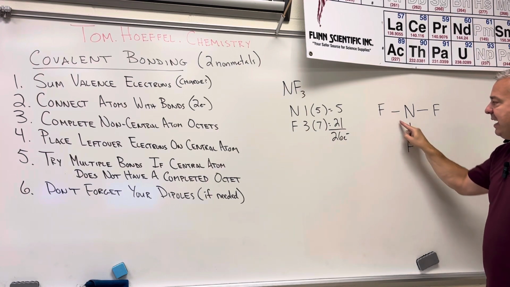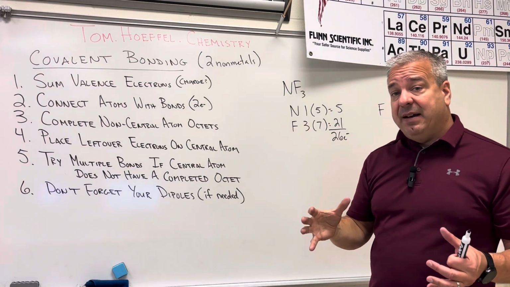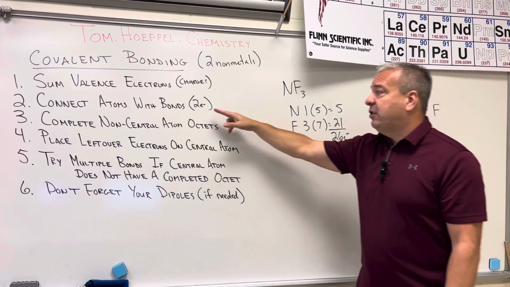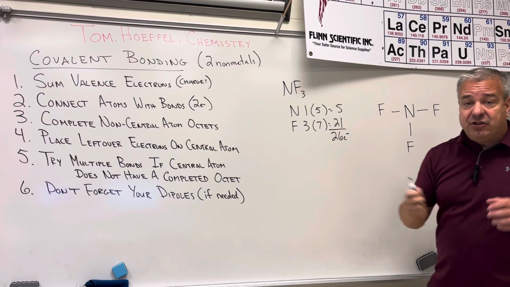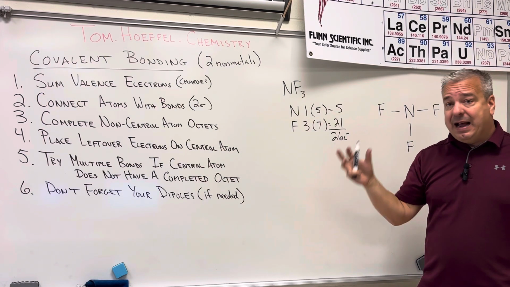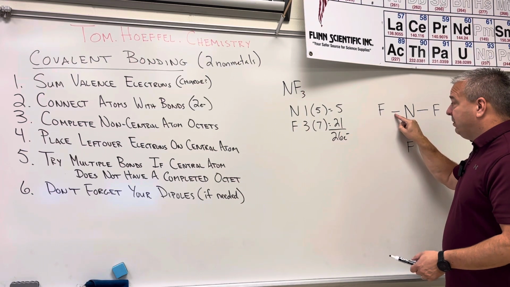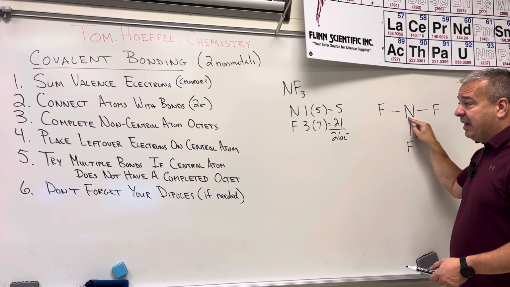Now, each of these lines or dashes is representing the covalent bond, okay? And there are 2 electrons in this covalent bond. And these 2 electrons are going to be shared between the nitrogen and the fluorine, so they count for both of them. So these 2 electrons will count for the fluorine, and these 2 electrons will count for the nitrogen.